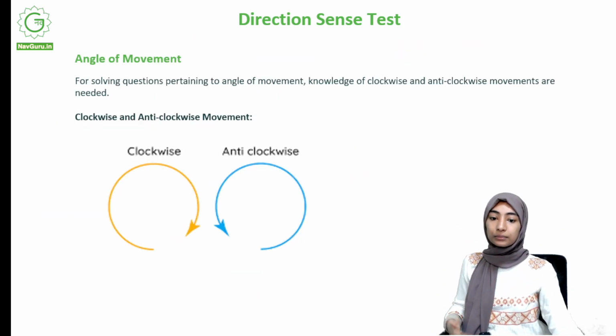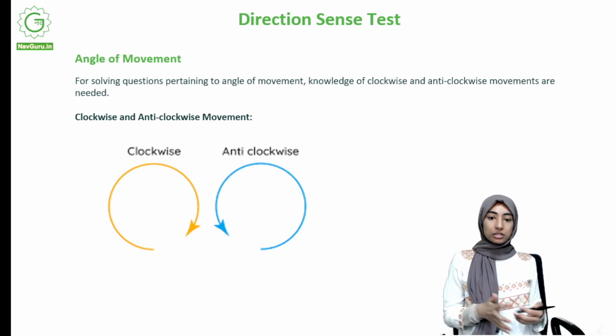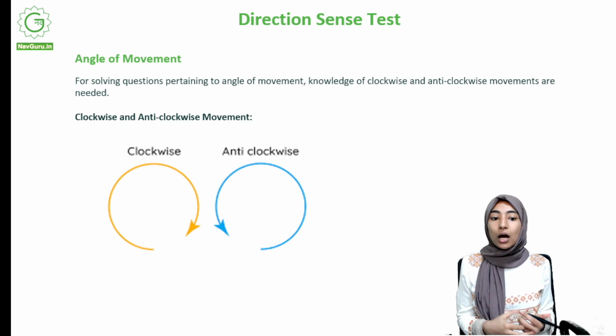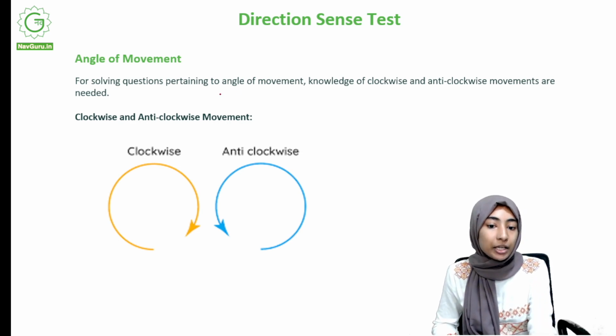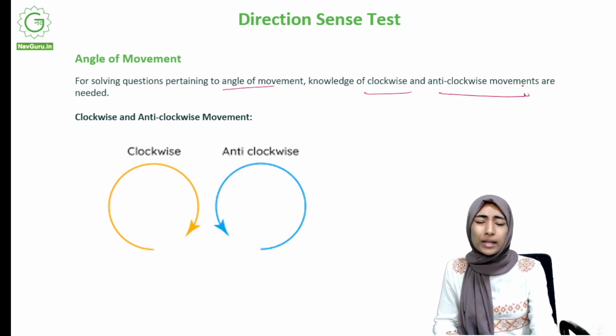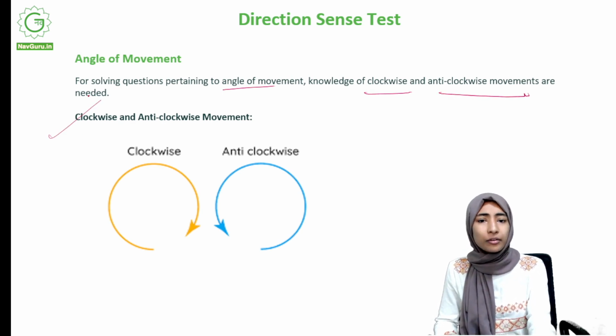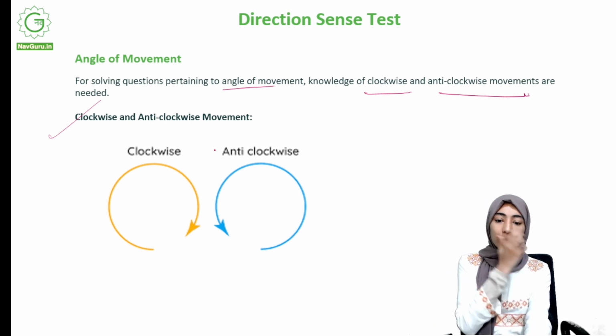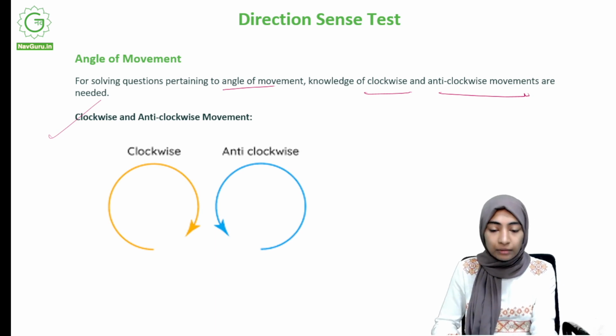That's it. Moving on. Now the next concept that you need for direction sense test questions is angle of movement. For solving questions that pertain to angle of movement, you need knowledge of clockwise and anti-clockwise movements. This is something that I've already explained, I think in clock and calendar, but I'll just briefly take you through it again.